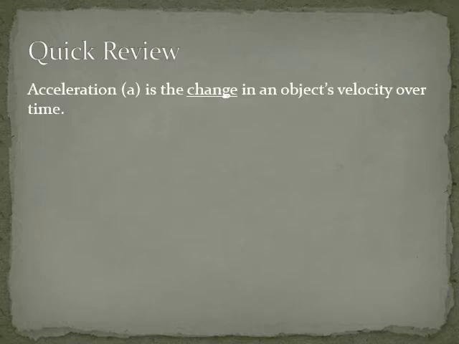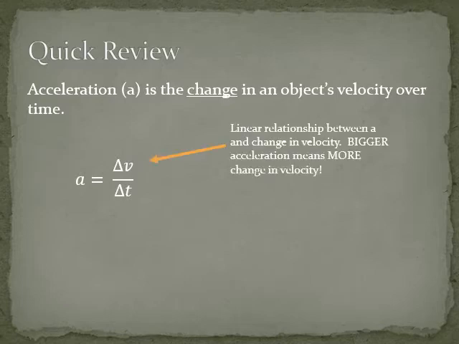So let's go through a little quick review of acceleration. Acceleration, which is the variable a, is the change in an object's velocity over time. Change is underlined there because it's that delta v that matters. It's not the actual velocity, but how much it's changing that makes an object accelerate. The equation that we derived earlier was a equals delta v divided by delta t.